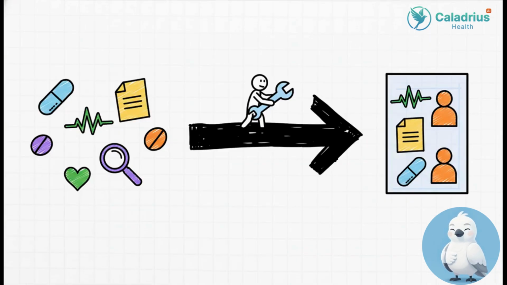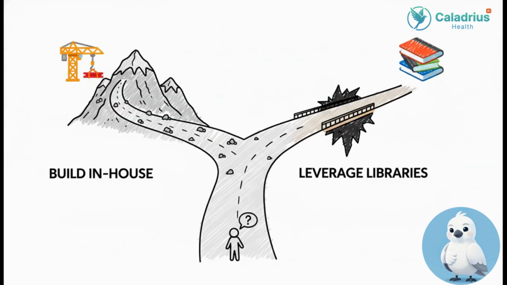All of your data must be structured into FHIR bundles. You can think of these as standard containers for information. This work is often the most labor-intensive part of the integration. So, as a leader, you face a key decision. Do you build your FHIR capability completely in-house, or do you use external libraries to speed things up? This is a critical strategic choice you have to make.